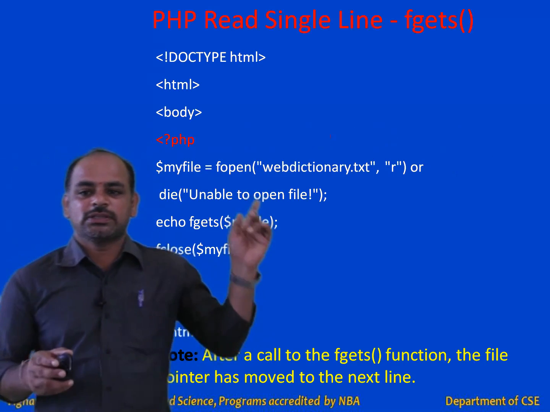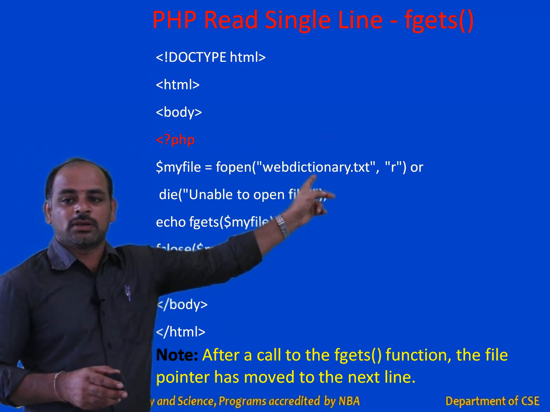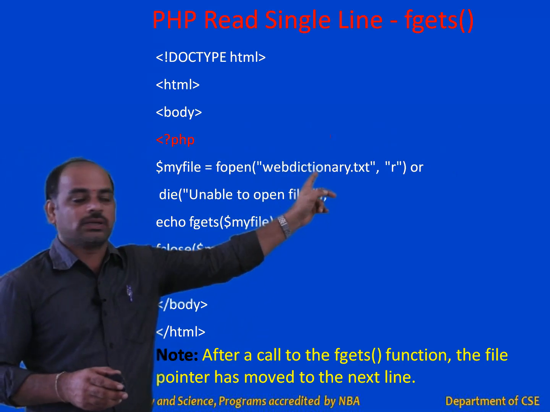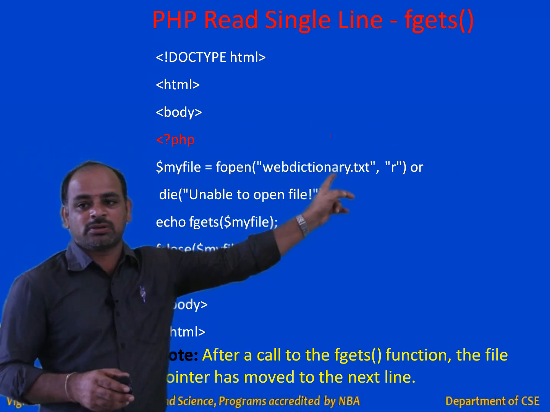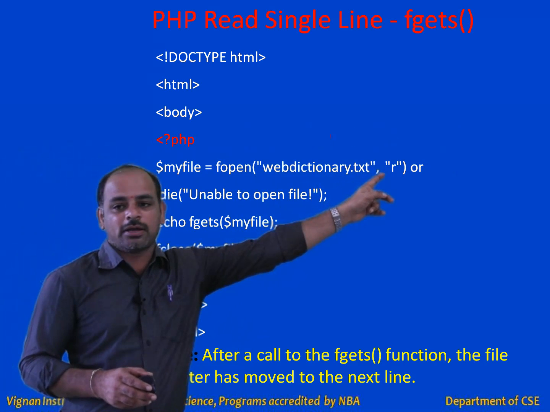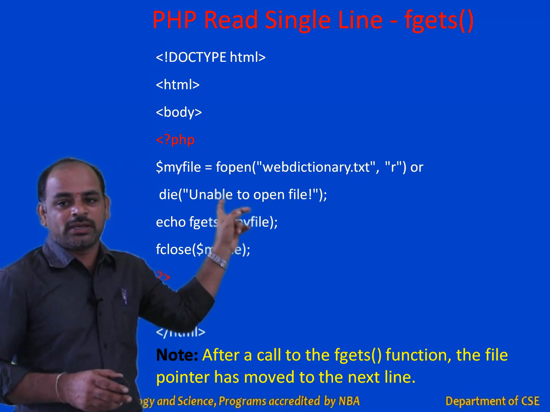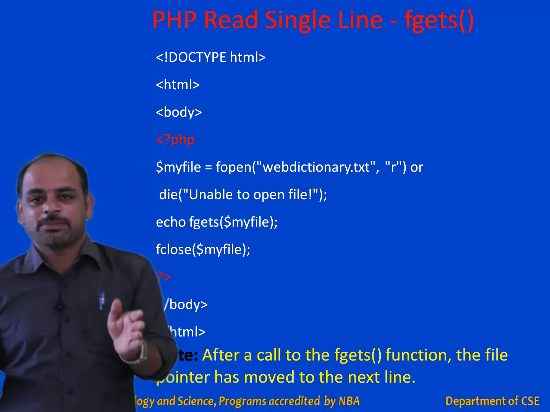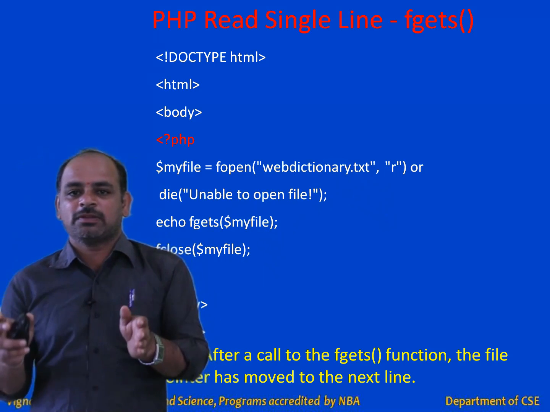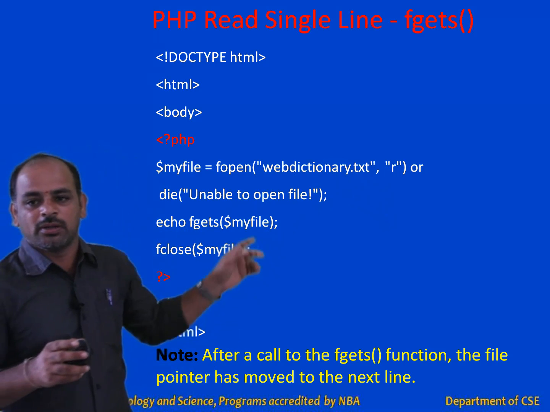You can see in this example, first we have opened the file by using the fopen function, and the name of the file is webdictionary.txt, and we are opening the file in r mode. r means read mode. Here we are using the die function. Die is just like an exit function in C programs. If you are unable to open the file, you will get a message, unable to open the file, and exit from that particular window.